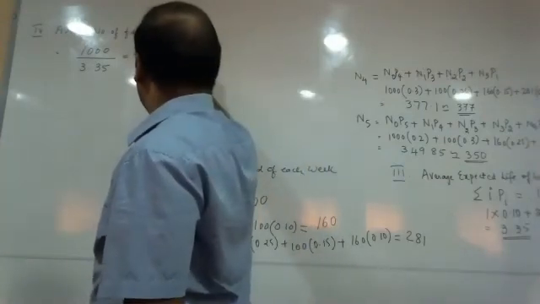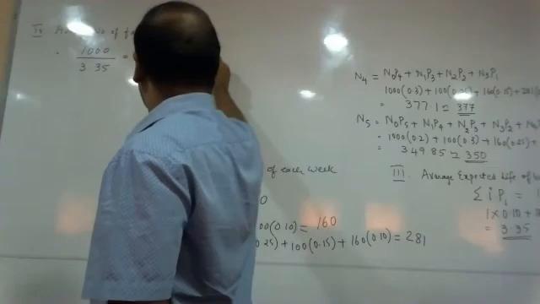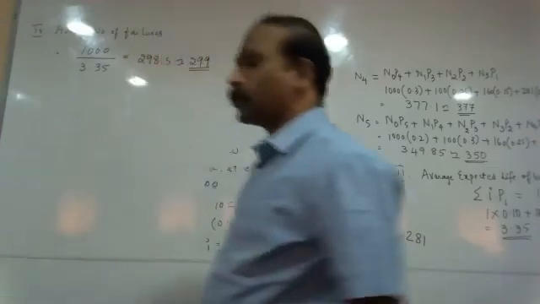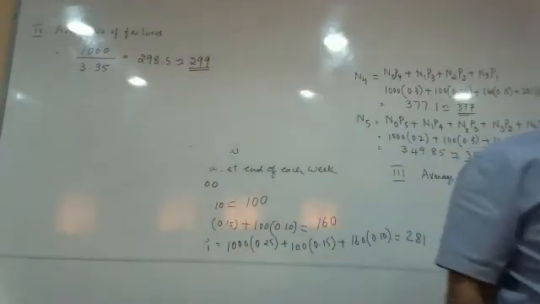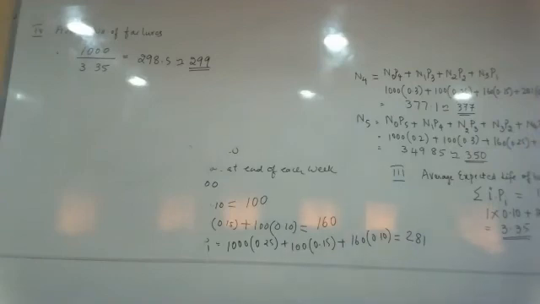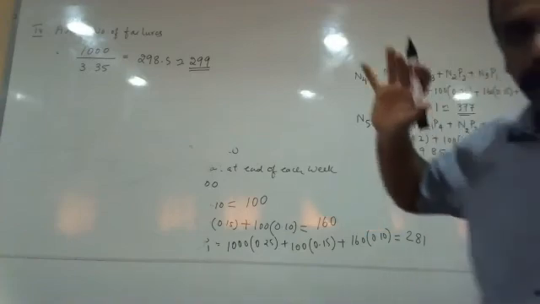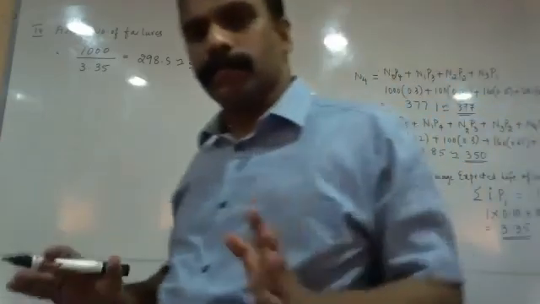298.5, which can be approximately taken as 299. So the average number of failures is 299. That is, every week, on an average, 299 bulbs may fail. So this is the key result that we have got from this particular problem.